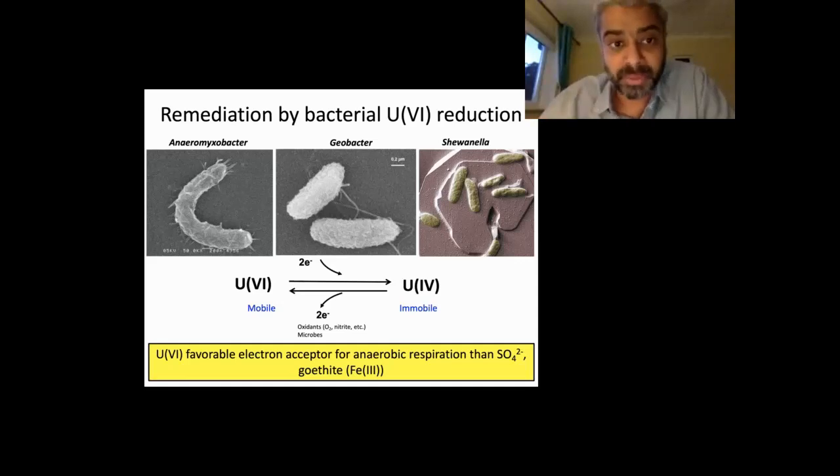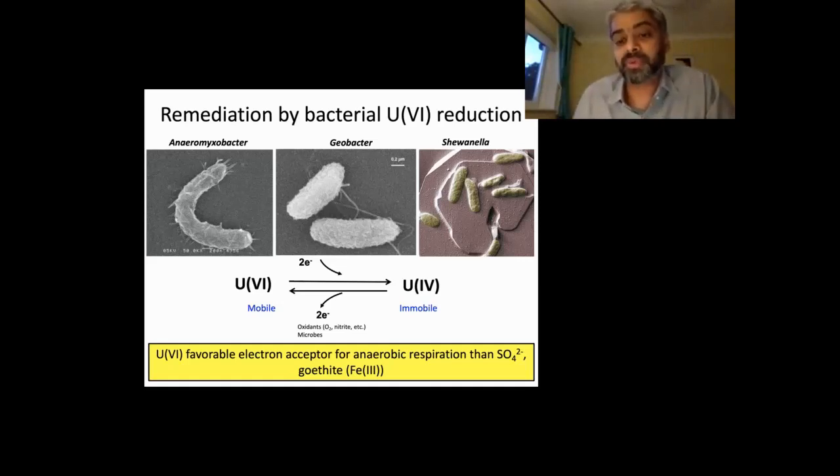A diverse group of microbial community can reduce uranium-6 to uranium-4. I have 3 examples here. Anaeromyxobacter is a soil denitrifying bacteria, and then there are two metal reducers, Geobacter and Shewanella. They're very efficient in reducing uranium-6 to uranium-4, and they oxidize organic carbon, and then couple that oxidation with reduction of uranium. This reduction reaction is quite energetic for bacteria, and it produces more energy than sulfate reduction and some iron reduction. So that's the incentive for the bacteria.